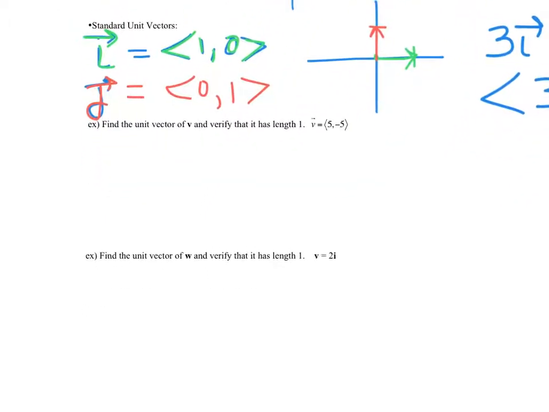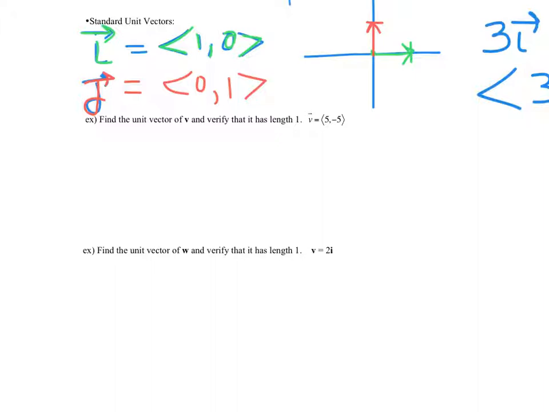Okay, so here we go. We're going to find the unit vector of v, and then we're going to verify that it does have a length of 1. So vector v is a pretty long vector. It goes out there. It goes to 5, negative 5.